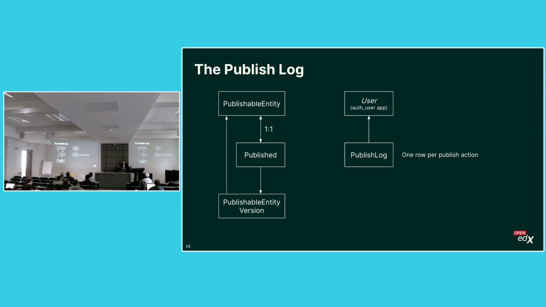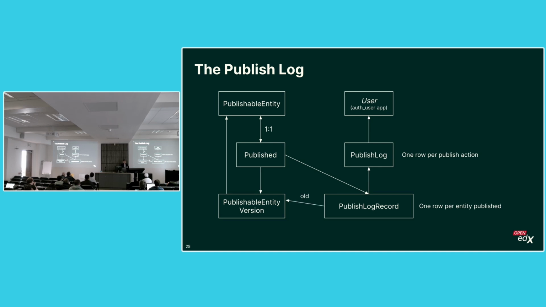Now, of course, that entry is going to have a foreign key to user, so you can see who did the publishing. It's also going to have a record, a publish log record. That record is going to have one entry for every thing that was published, for every component that was published or unit or whatever. So one of the nice things here is that whenever you look at what is currently published, you will also be able to immediately see when it was published, what was the thing that published it. The record also holds what was the previous version of this thing before the publish, and what is the current live version after the publish has happened.